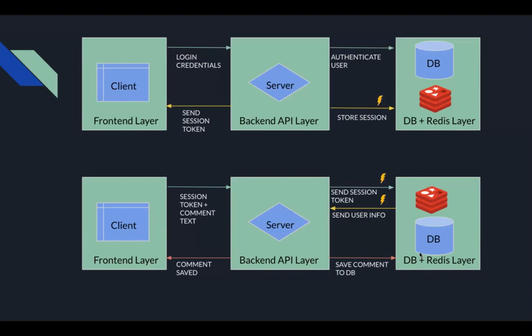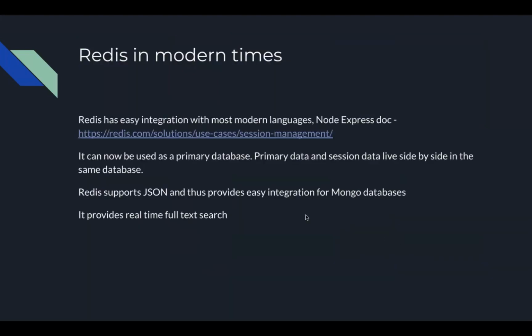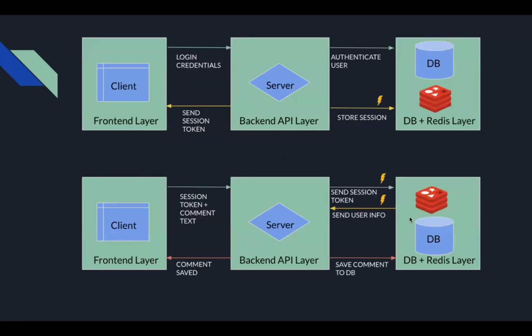It also provides Redis search. Redis has integration with all modern languages. This Node Express doc I've already mentioned in the link. It can be used as a primary database, so basically we are storing the session information as well as all the database information side by side. Here we are only storing the session information in the cache, and the rest of the information in the database, so that we are storing everything at once in Redis, and only the database information we are sending to the main DB. We're syncing with the main DB. That is the background process.